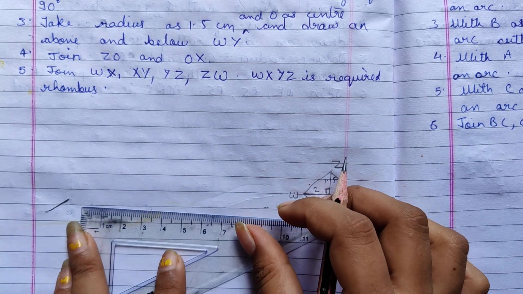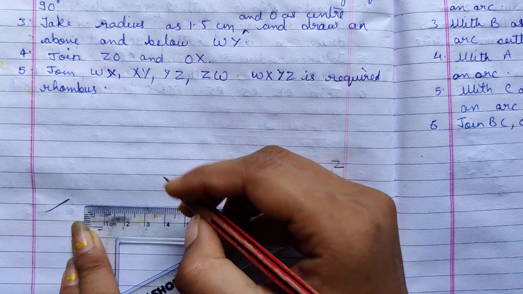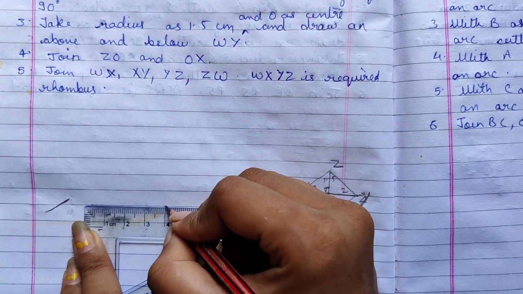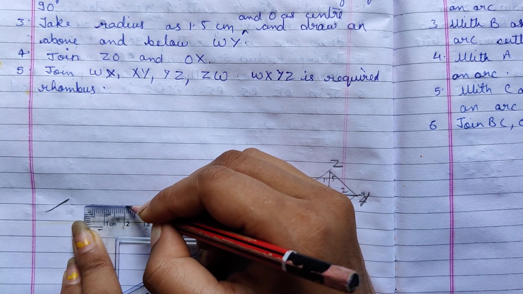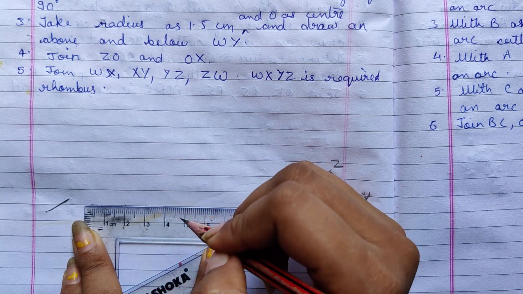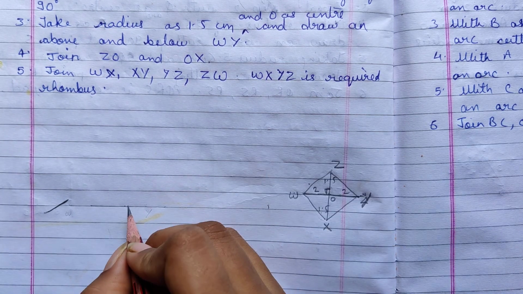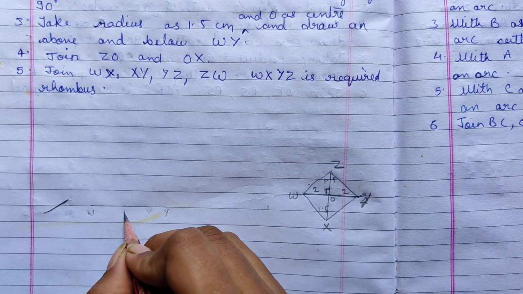Taking a point, W is here suppose, so you need to draw a line of 4 centimeter. Okay, so this is point 4. Now you need to mark the center. So 4 का half is what, 2 centimeter, so this is 2 centimeter. Okay, so this is W, this is Y, and this is point O.